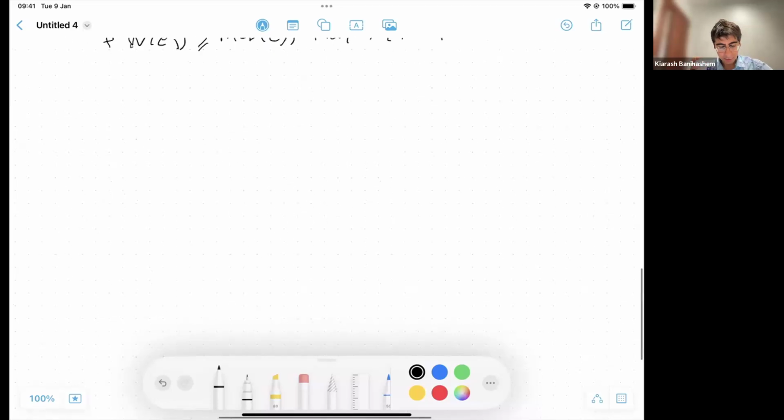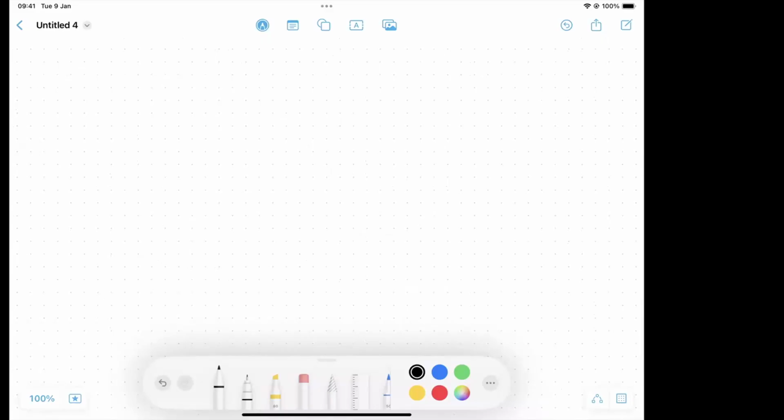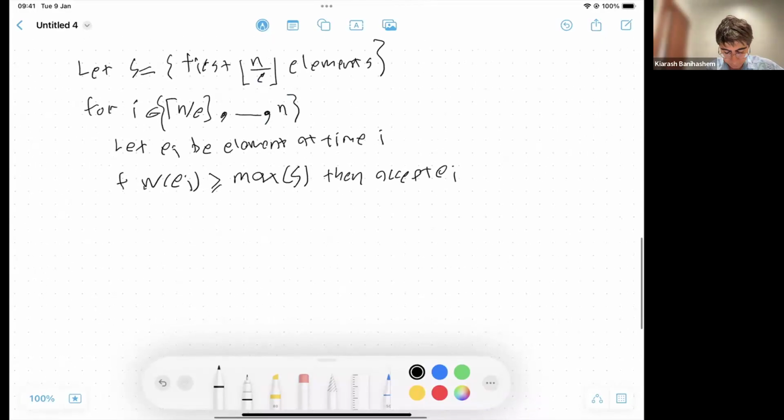Otherwise, I can just go straight to the proof of why this chooses the maximum element with probability 1 over e. I know this was already covered. I'm just recapping the algorithm. Yeah, we talked about the algorithm, but not the analysis. Yeah. So what is the proof that this works?